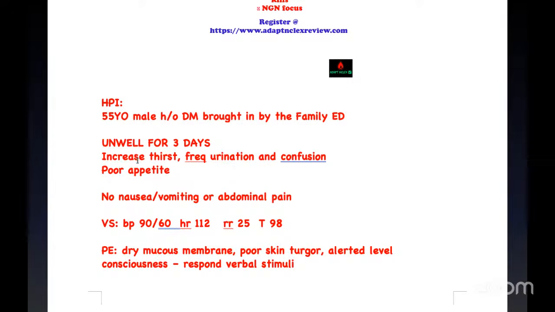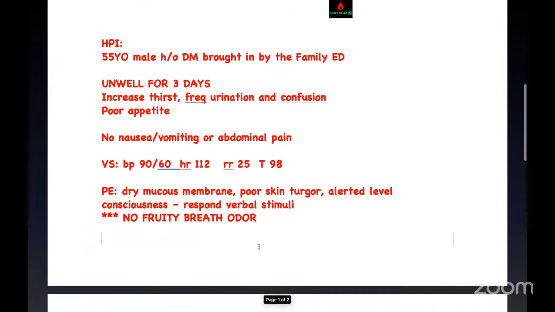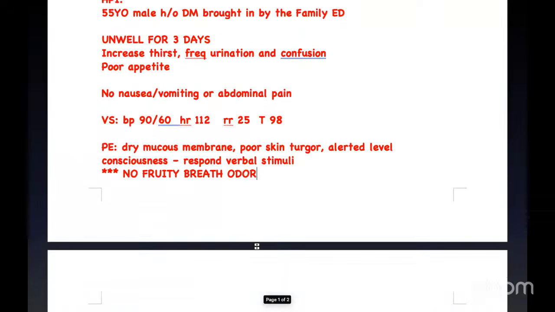55, history of diabetes, unwell for 3 days, increased thirst, frequent urination, confusion. These are his vitals. These are his physical exams. Do you need any more information? Well, I want you to focus on this. There is no fruity breath odor. This is how you do a case study. You're looking for all the no's to rule things in and out, right? I told you, no fruity odor.